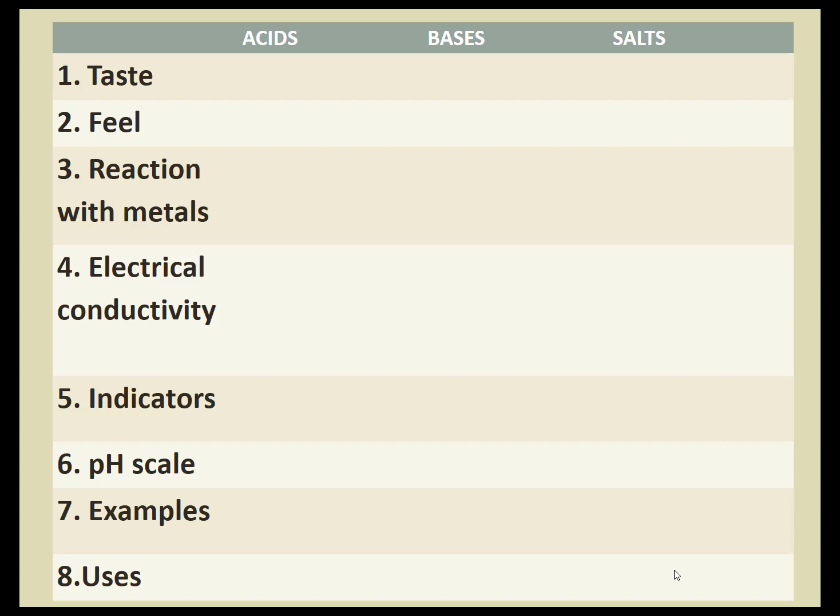What are acids, bases, and salts? In ancient times, they could tell the difference between acids, bases, and salts by tasting them. Of course, we don't do that in our chemistry laboratory, but in general, acids taste sour, bases are bitter, and salts are salty.